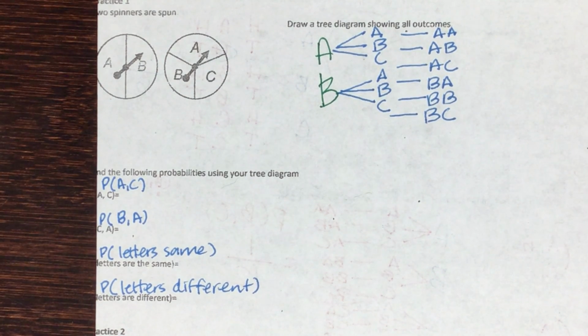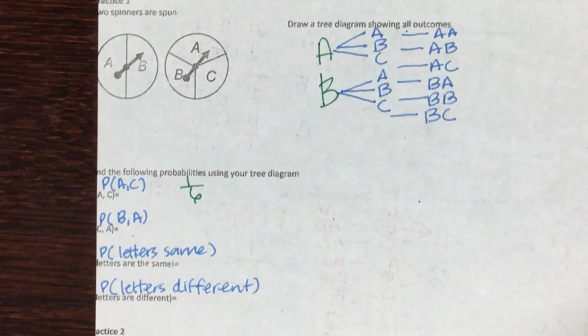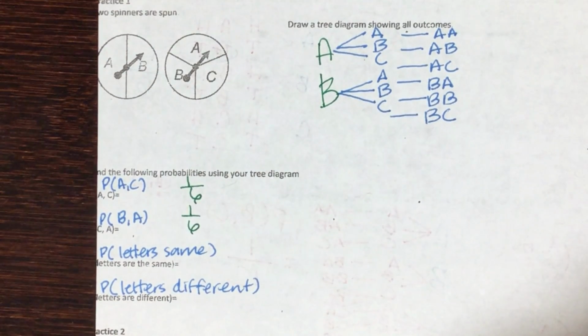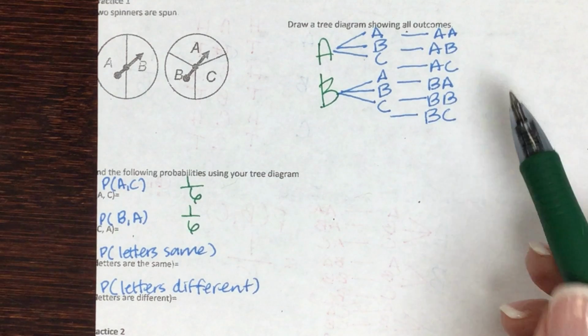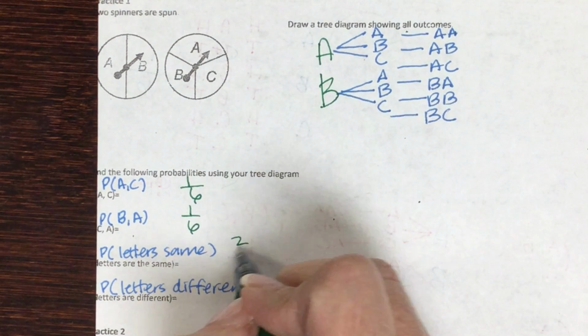All right, what's the probability of getting an A and a C? 1 out of 6. Probability of getting a B and an A? 1 out of 6. Probability of the letters the same? 2 out of 6. Sure? Let's see. Yep, 2 out of 6.